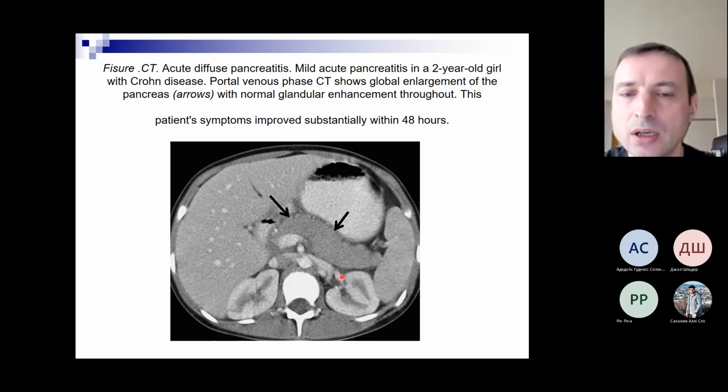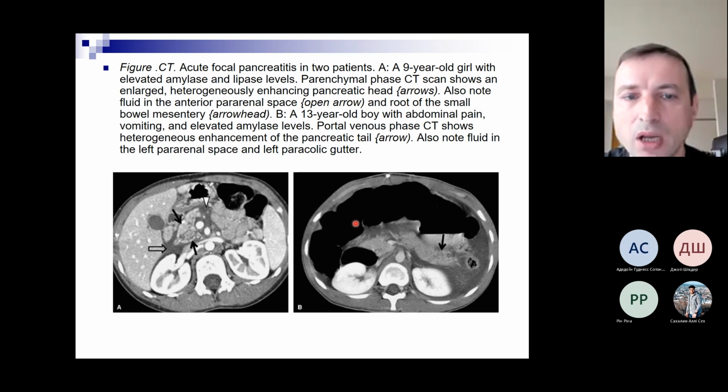Look at this CT. You can see acute diffuse pancreatitis, mild acute pancreatitis, in a 2-year-old girl with Crohn's disease. Portal venous phase CT shows global enlargement of the pancreas with normal glandular enhancement throughout. This patient's symptoms improve substantially within 48 hours.